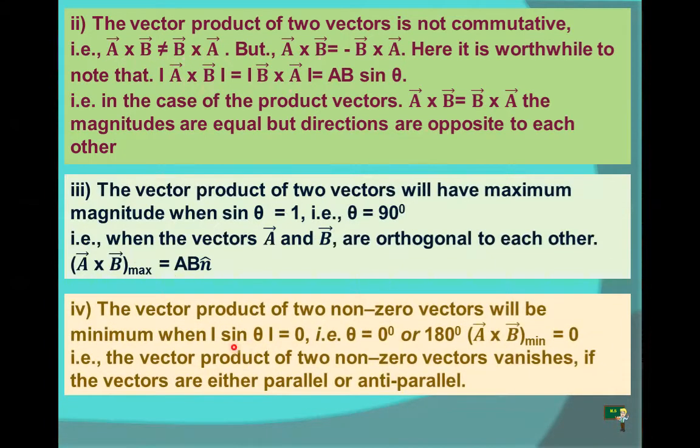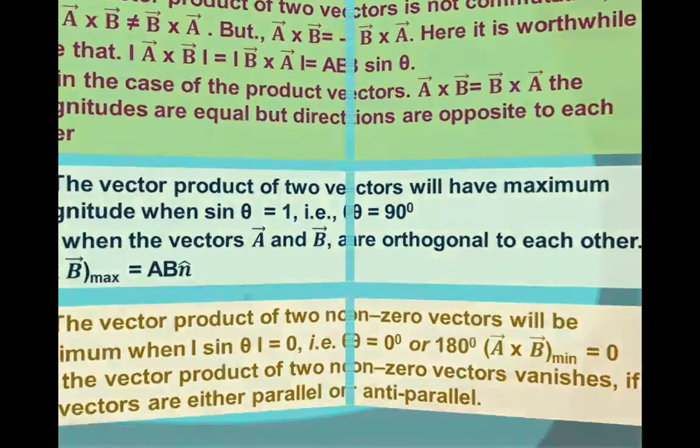Fourth property: the vector product of two non-zero vectors will be minimum when modulus sin theta is equal to 0. That means theta is equal to 0 degrees. As you know, sin 0 is equal to 0, and at 180 degrees A vector into B vector minimum is equal to 0. That is, the product of two non-zero vectors vanishes if the vectors are either parallel or anti-parallel.